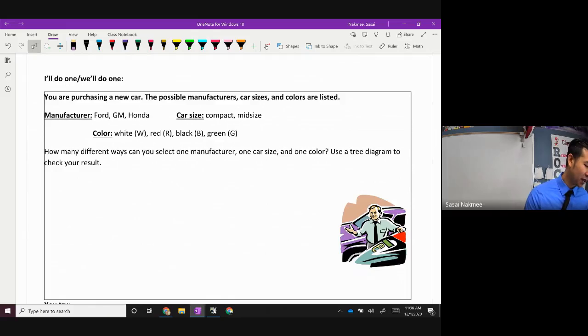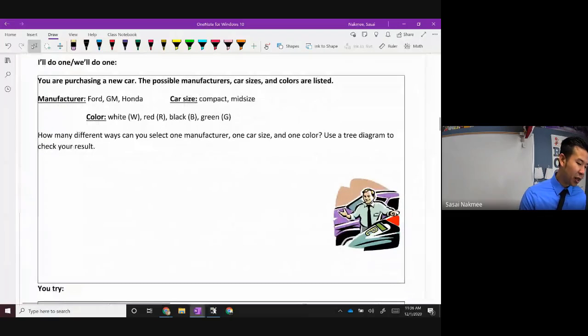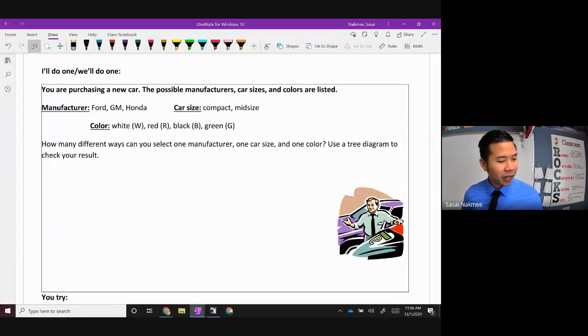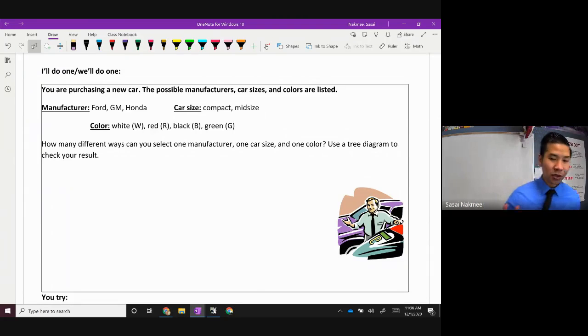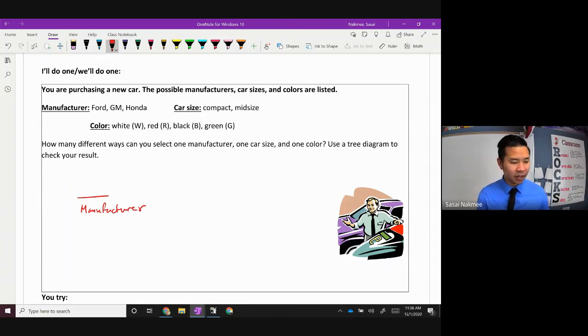Okay, let's do this problem right here. You're purchasing a new car. The possible manufacturers, car size, and colors are listed. So there's 3 things that you're going to be taking into account, but that's not what we're multiplying by. So we're going to look at each of these places here. The first thing up that you're going to be looking at is the manufacturer. How many manufacturers are you picking from in this particular example? 1, 2, 3. So there's 3 possible choices for your manufacturers.